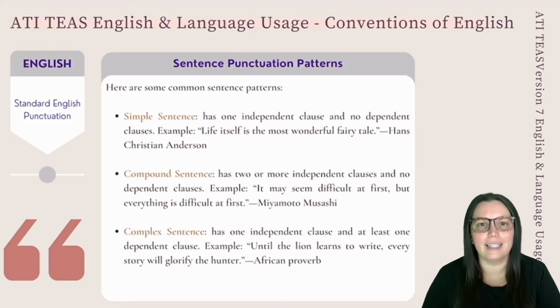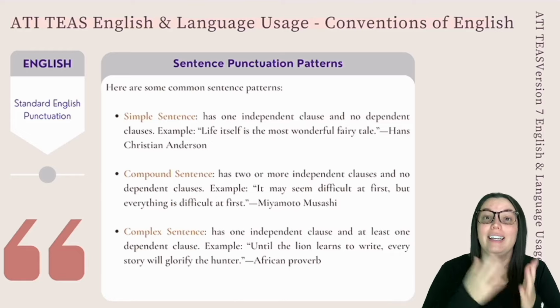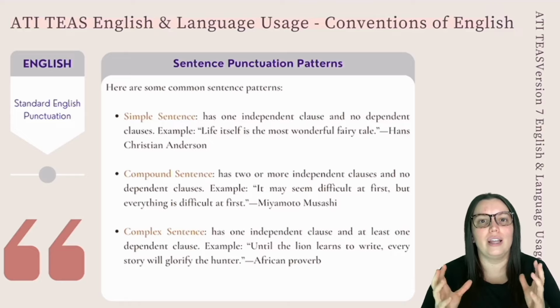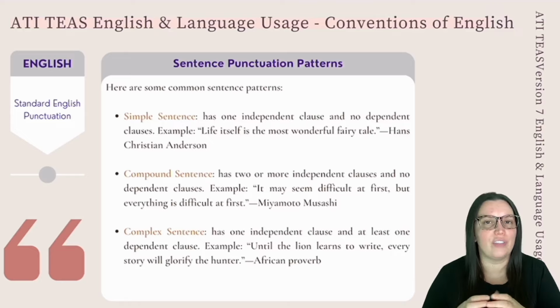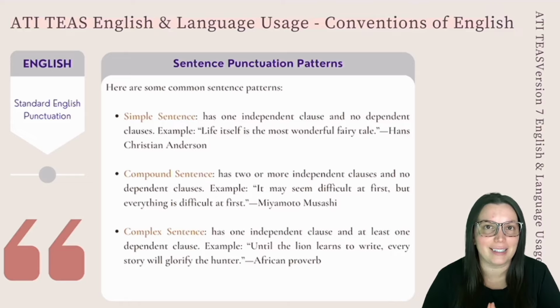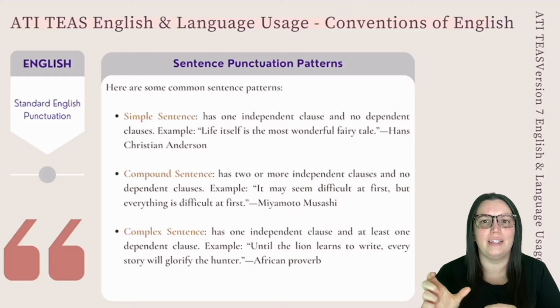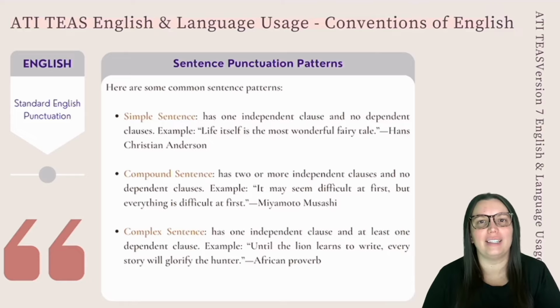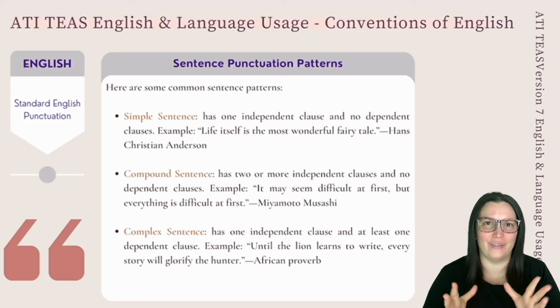And lastly, our complex sentence has one independent clause and at least one dependent clause. This is when we start seeing those sentences that require independent clauses to make sense. So for example, "Until the lion learns to write, every story will glorify the hunter." The phrase "until the lion learns to write," if that is the only thing the sentence says, doesn't make any sense. But the independent clause, "every story will glorify the hunter," adds to that dependent clause. This is actually an African proverb that I absolutely love and adore.